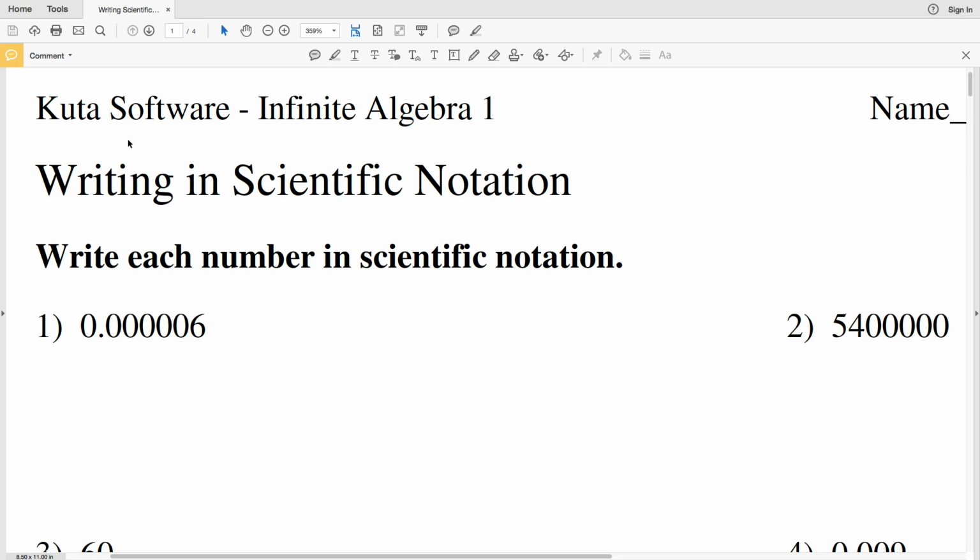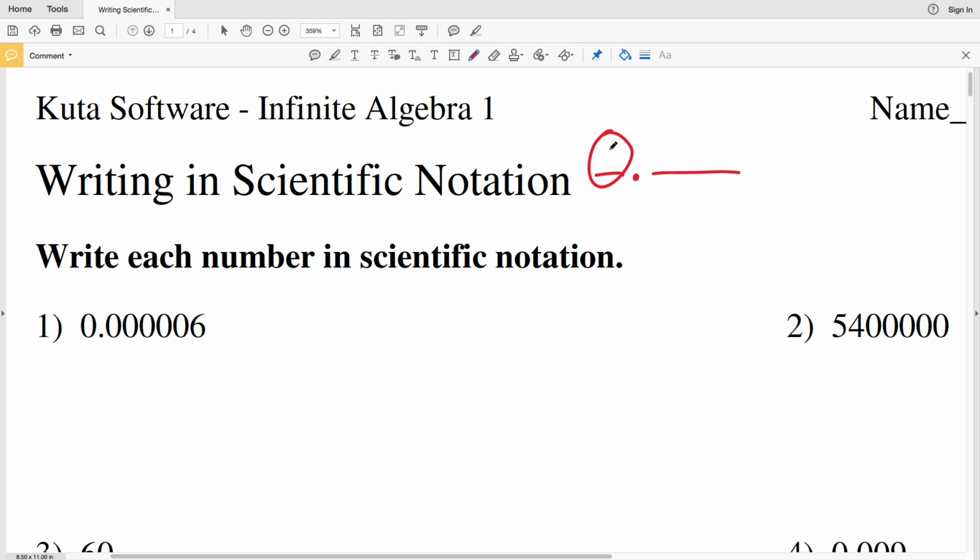In this video, we're going to complete the first page of the Kuta Software Infinite Algebra 1 free worksheet, Writing in Scientific Notation. Our directions for this first part are to write each number in scientific notation. Scientific notation is where you have a number in the ones place, and then you may have a decimal with some numbers after, or you may not.